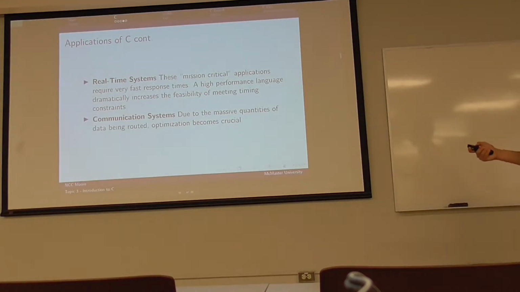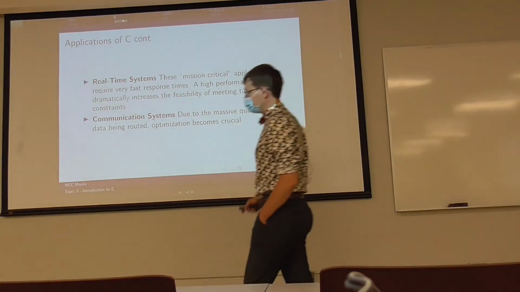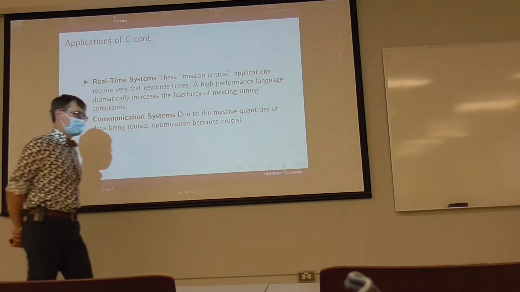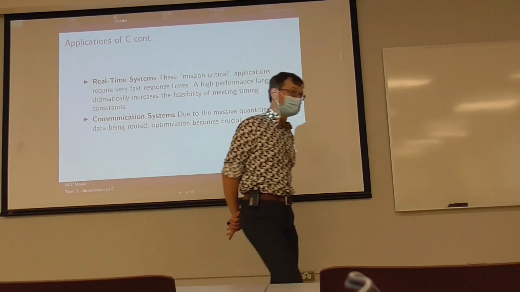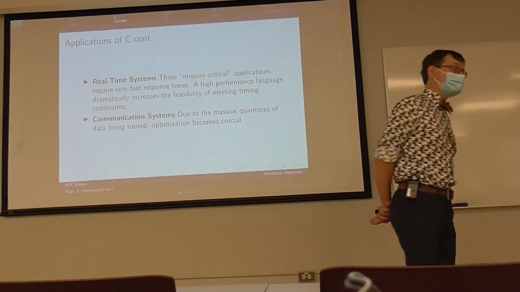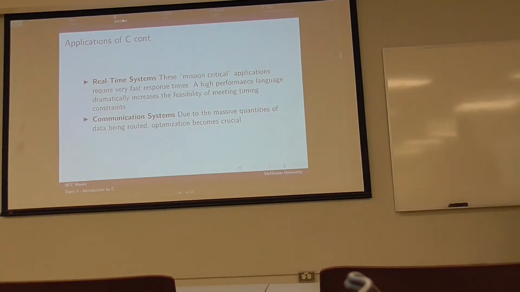Additionally, we have what are called real-time systems. Real-time systems are mission-critical, quote-unquote, systems, which require very fast response times. Typical examples would be something like the software inside of airplanes, right? If the software inside of an airplane does not respond fast enough, you might lose the ability to fly that plane.